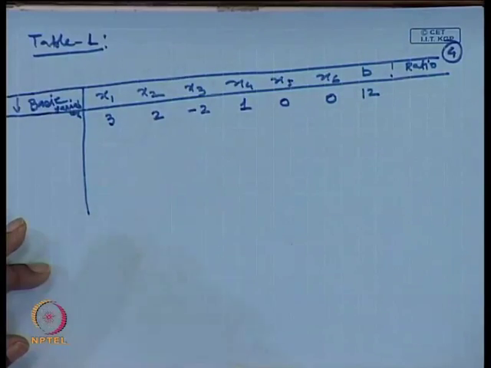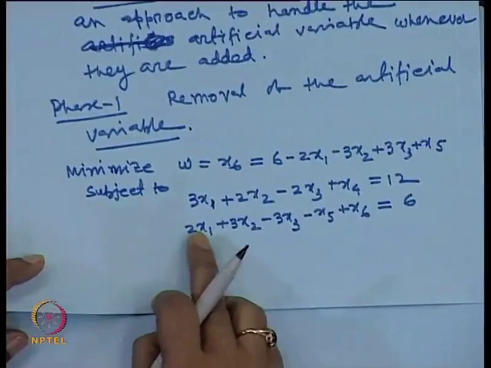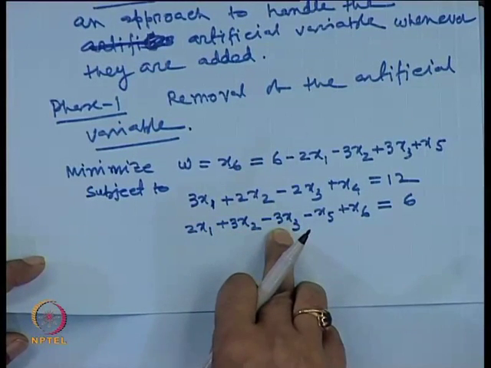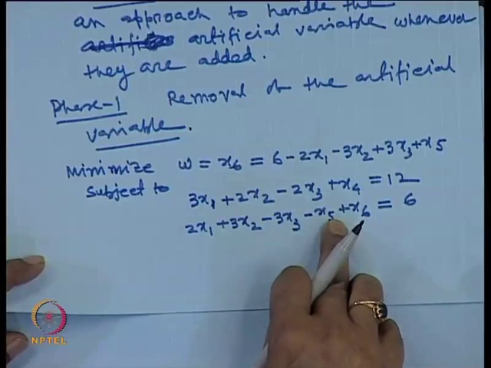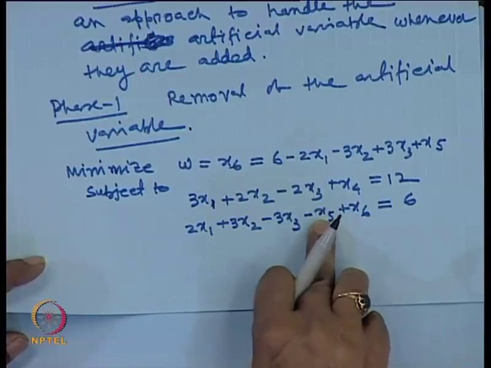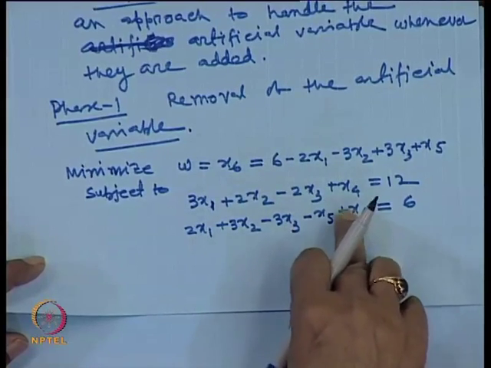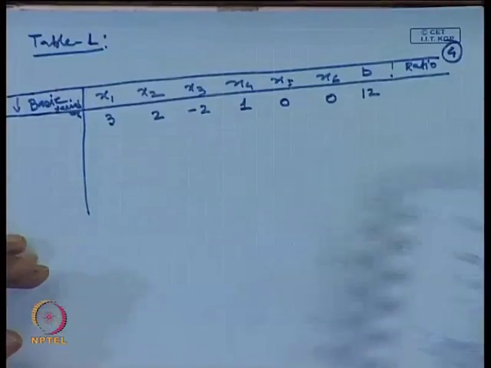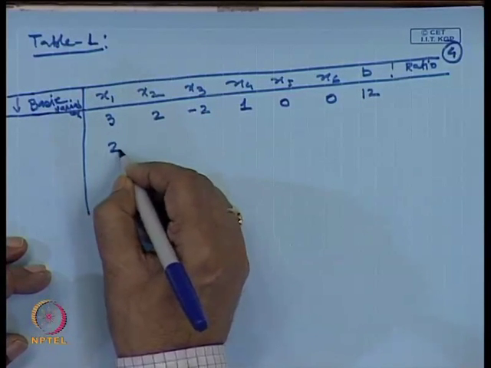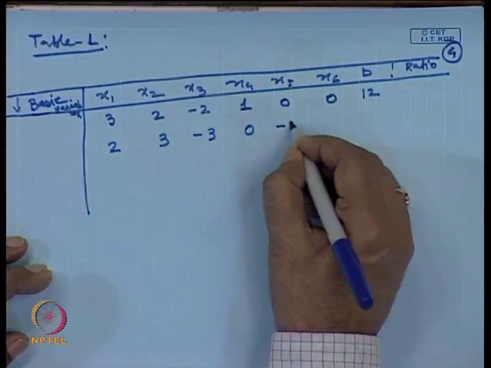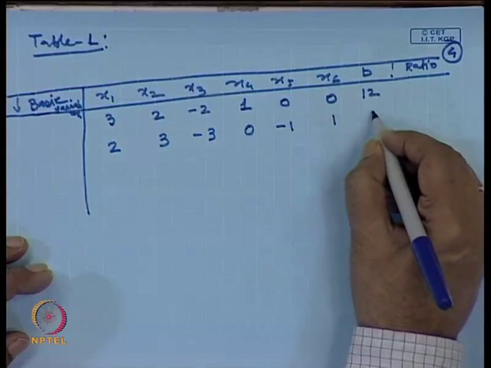Similarly, the second equation, under x1, 2, I will write, under x2, 3, under x3, minus 3, under x4, minus 1, x5, minus 1, no x4 is there, under x4 will be 0, under x6, coefficient is 1. So I can write it 2, 3, minus 3, 0, minus 1, 1, 6.